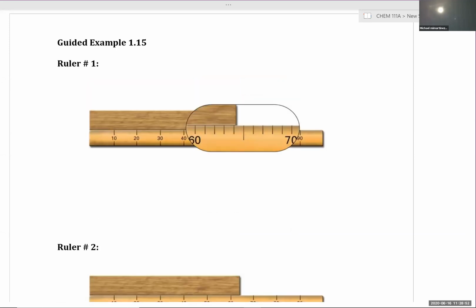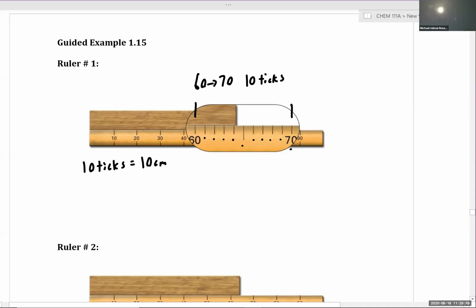So let's suppose we have a few rulers. The first ruler is just a repeat, but I'm going to show you the process that I want you to tackle anytime you look at a graduated instrument and try to take a measurement from it. From 60 to 70, it takes me a total of 10 ticks, 10 of these little marks. 1, 2, 3, 4, 5, 6, 7, 8, 9, 10. Perfect. So we know that 10 ticks are equal to 10 centimeters, 1 tick is equal to 1 centimeter, and a tenth of a tick is equal to 0.1 centimeter.